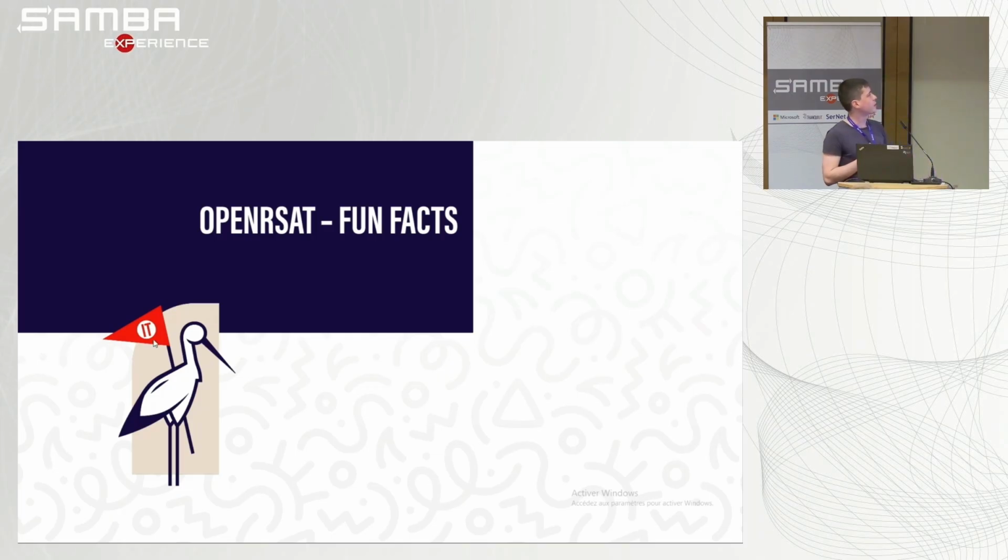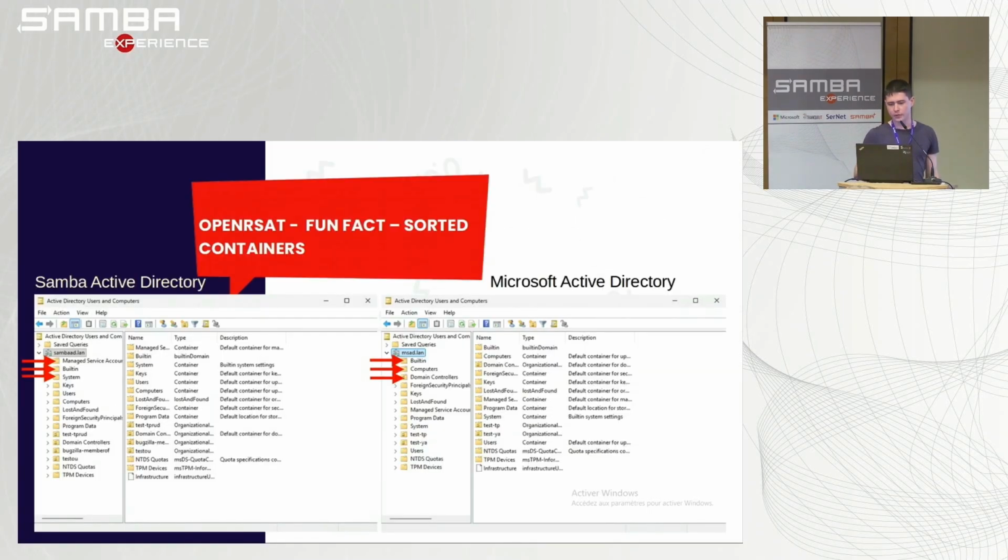So now I will talk a bit about some different fun facts I found while I was working on this project. It is related to Samba Active Directory, but not directly to OpenRSAT. The first one is about sorted containers. As you can see on the Microsoft Active Directory, all the containers are sorted. There is Builtin, Computers, Domain Controllers, which is B, C, D in alphabetical order. But with the Samba Active Directory, the entries are not sorted, so there is a difference in this interface.